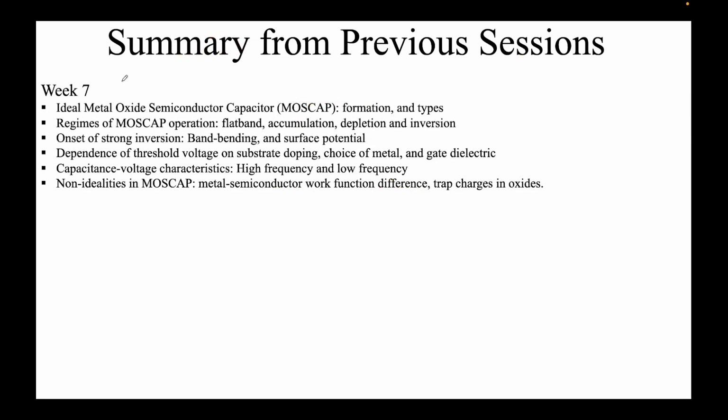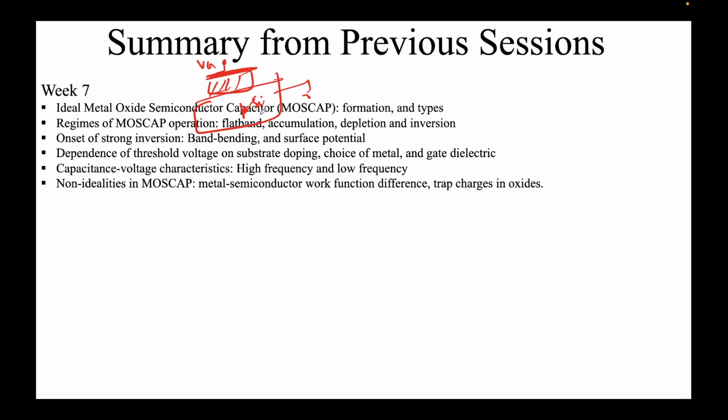Then we came to a very important device, which was the bedrock of MOSFET, the MOSCAP. So we saw it can have two types, N type and P type. Essentially a MOSCAP has a metal, an oxide, and finally a semiconductor. Let's say P-type semiconductor. For P-type semiconductor you will have NMOS, and the 4 regimes that we saw, as you change the gate bias.